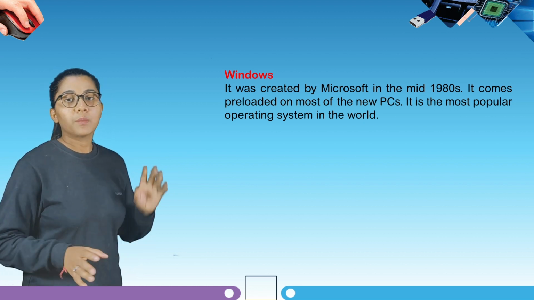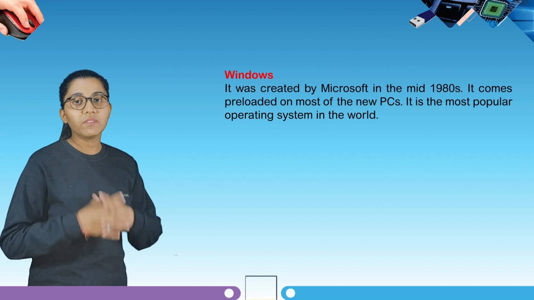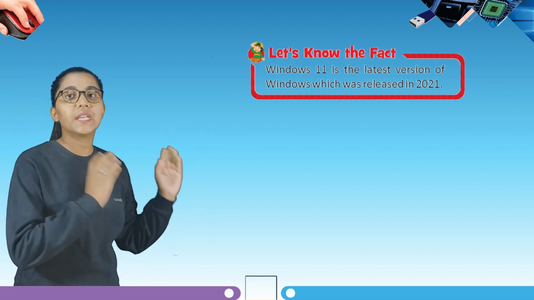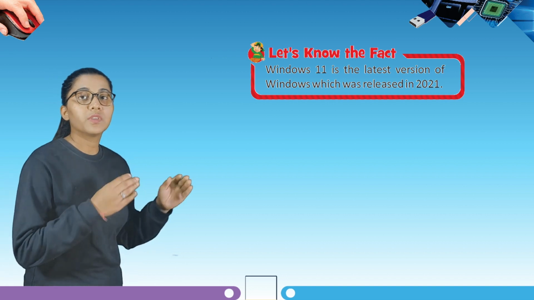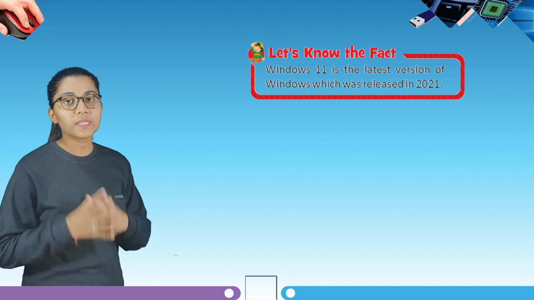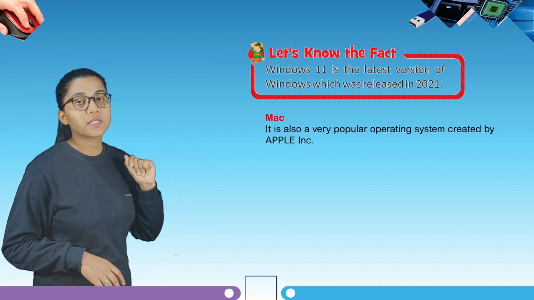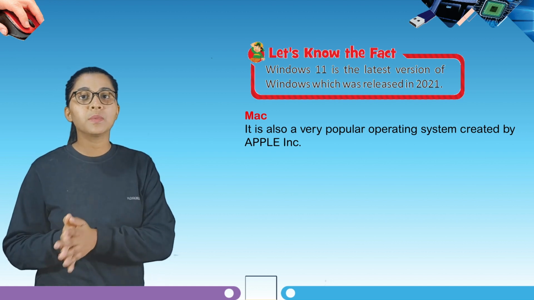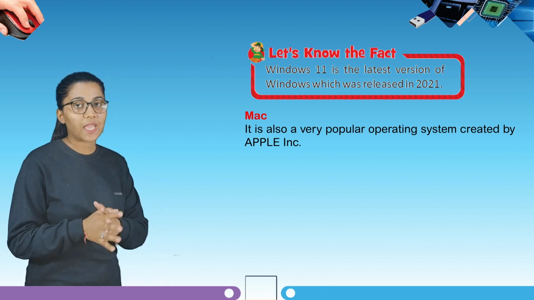Now students, before we go further, let's have a look at some interesting fact. Windows 11 is the latest version of Windows which was released in 2021. Now students, let's learn about Mac. What is Mac? It is also a very popular operating system created by Apple Inc.